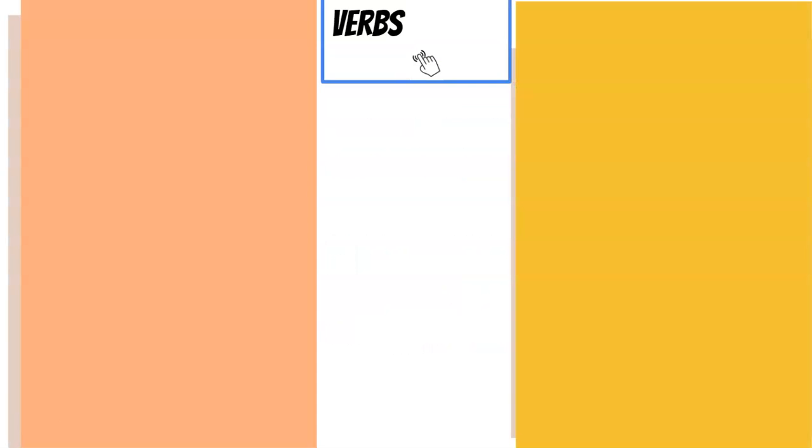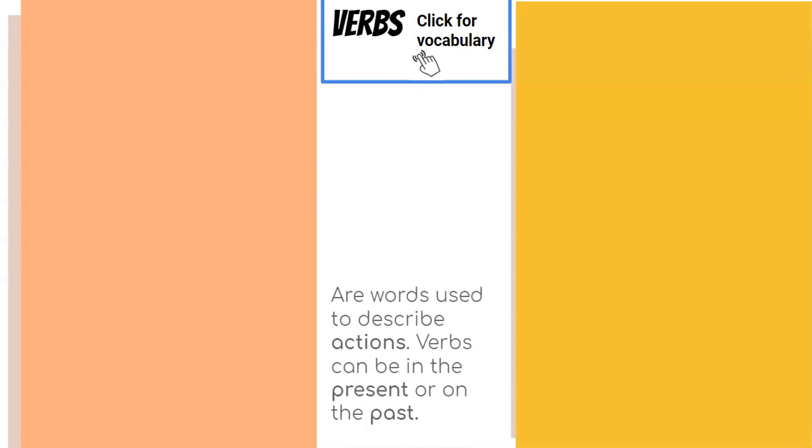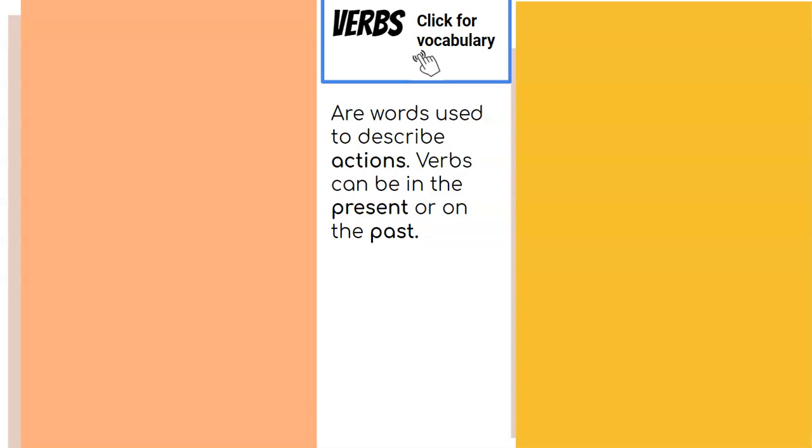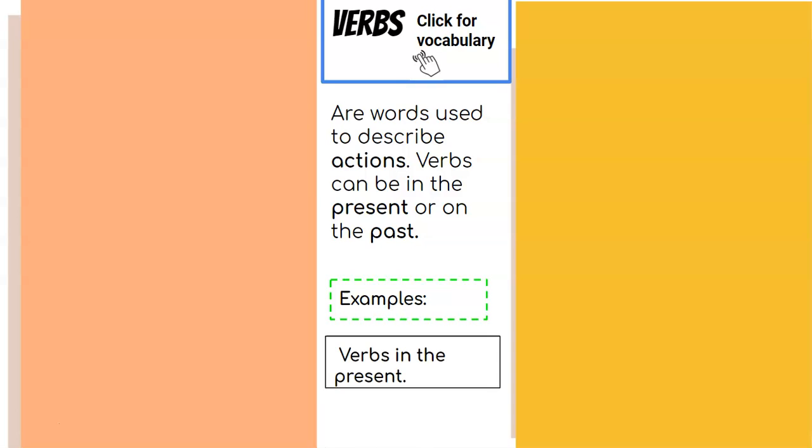Now we're going to get into verbs. What are verbs? Verbs are words used to describe actions, when you do something. Verbs can be in the present or in the past. Examples. Verbs in the present. Look here. These are things that have actions that happen today.